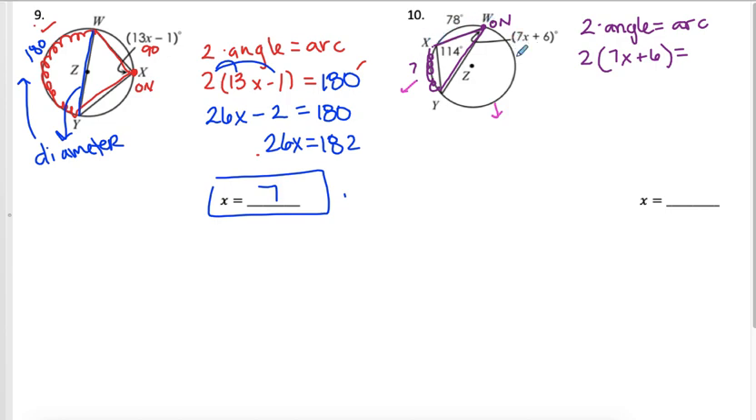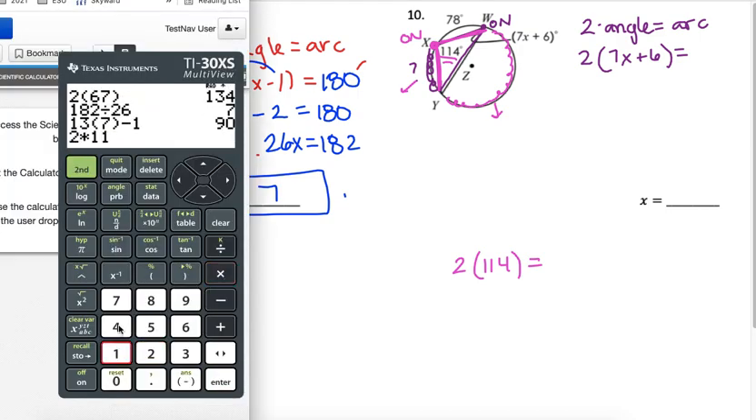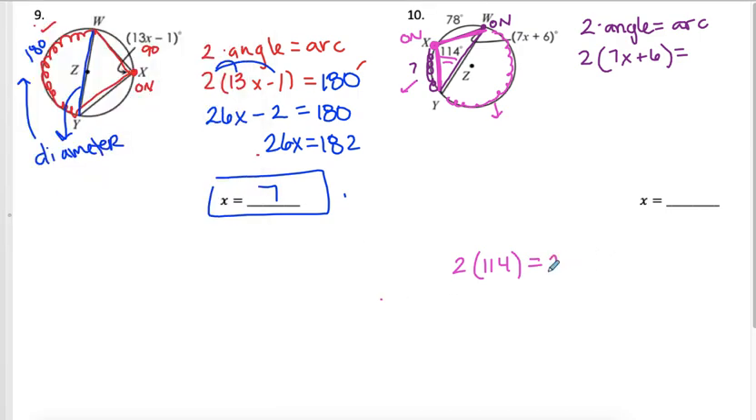We know that 78 plus this missing arc plus this one equals 360. And what we haven't used is this 114. So I was drawn to it because it is another angle on the circle. So if I went 2 times 114, notice that if I trace this out, it's using all of this. So if I take 2 times 114, again, I think I can multiply by 2 in my head, 228. We should get the arc that goes with it. This is 228. I don't know what this measurement is because this is the 7x plus 6.